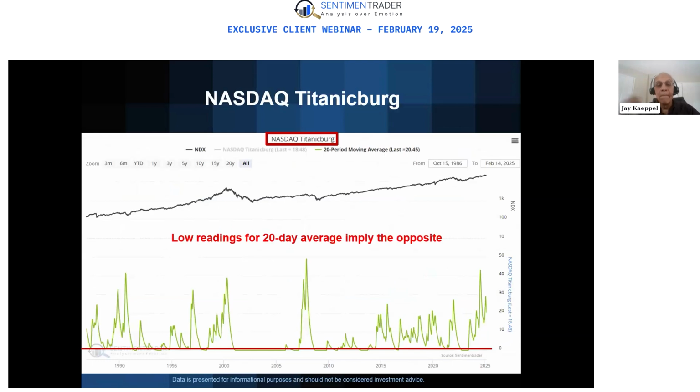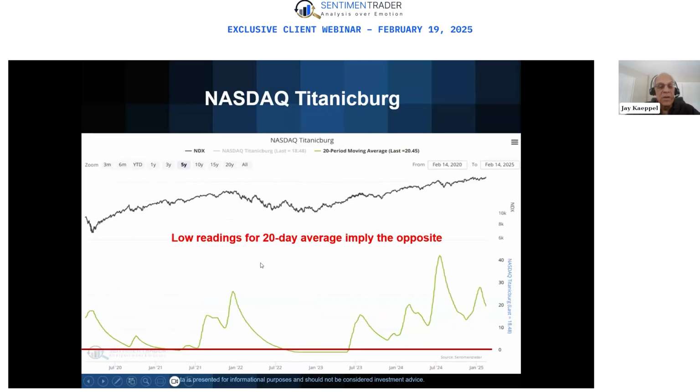On the flip side, one thing I've noticed, we're going to flip over now to the NASDAQ version. So we're using the NASDAQ Titanic syndrome, NASDAQ Hindenburg, and the same calculation. What we're looking for is super low readings. That means that there's either not many stocks making new highs, which by the way is bullish because it tends to imply a massive sell-off, or very few stocks are making new lows, which also is bullish because it tends to signify a bull market.